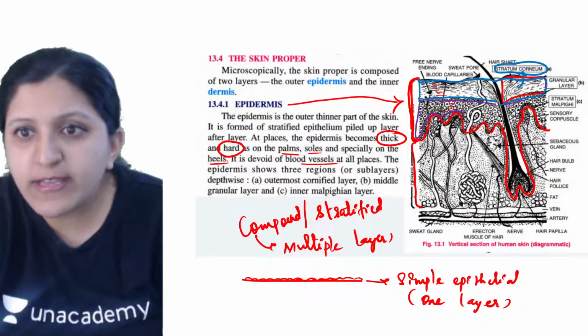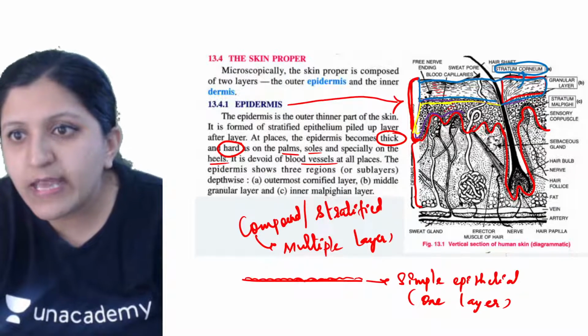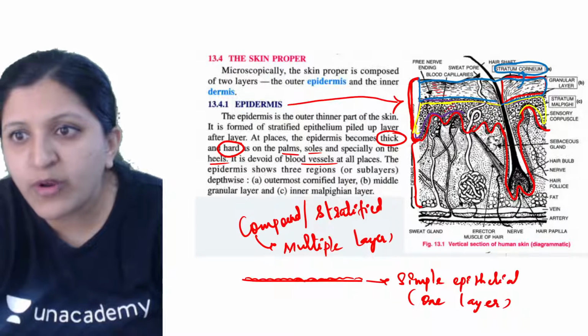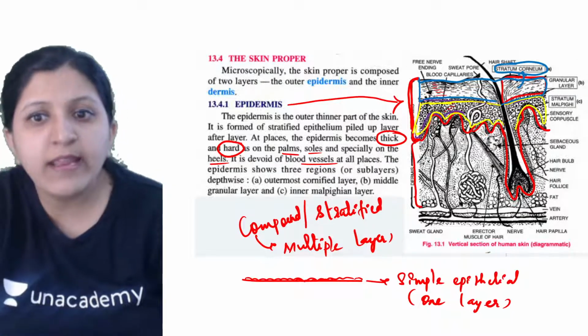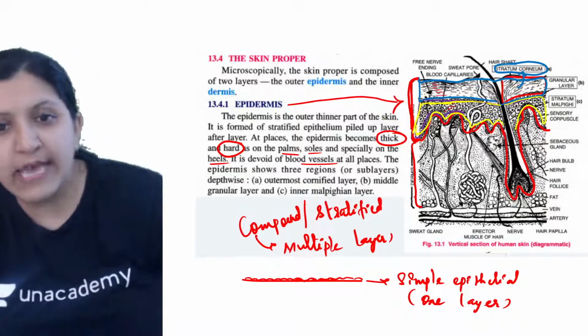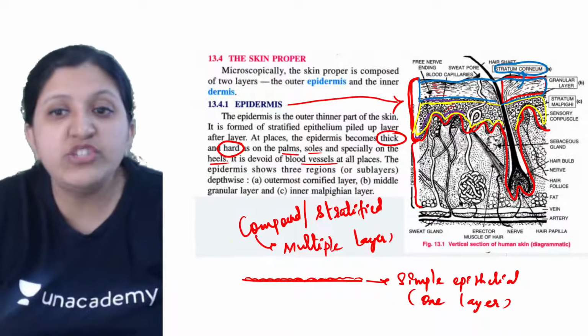So this layer, what you find here, is going to form what layer? This is forming the granular layer, the middle granular layer. That means it will have all these cells again after the cell division. And then the inner Malpighian layer.